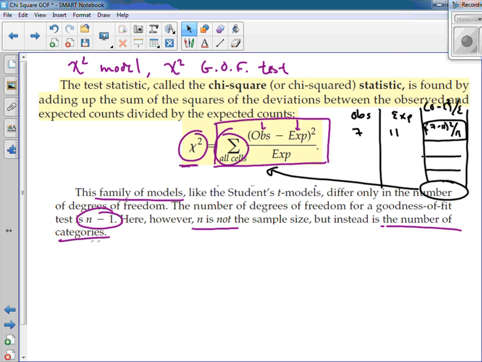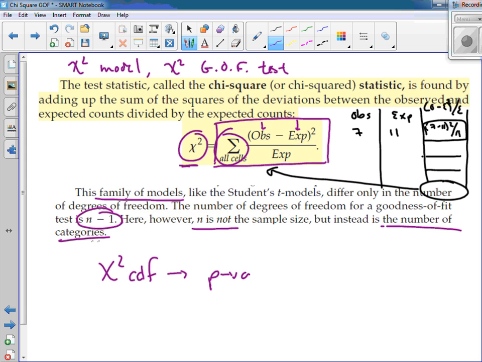Once you find your chi-square statistic, you're going to use chi-square CDF in your calculator. All right? And from that you're going to find a p-value and make your conclusions. So all of that is the same. It's just a new test statistic.